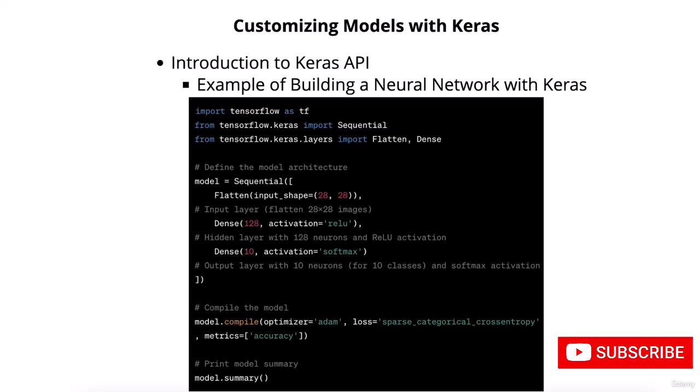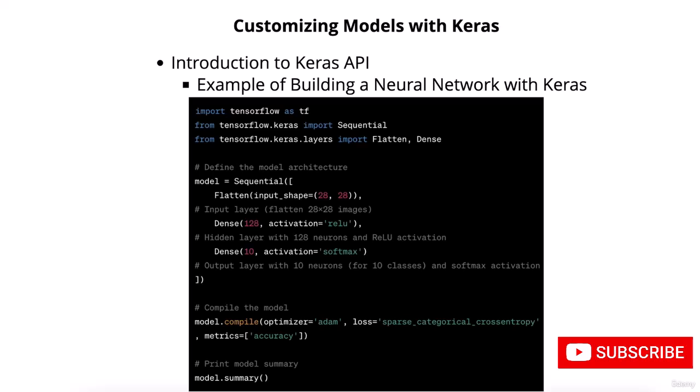Example of building a neural network with Keras. Here is a simple example of building a neural network for image classification using the Keras API. In this, you'll see first I'm importing TensorFlow as tf. Next, from tensorflow.keras I'm importing Sequential. Then from tensorflow.keras.layers, I'm importing Flatten and Dense.